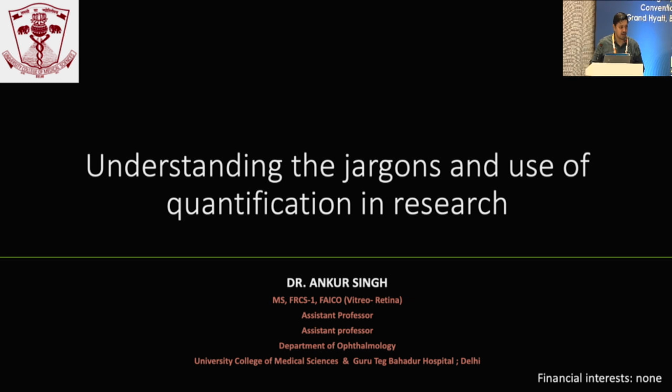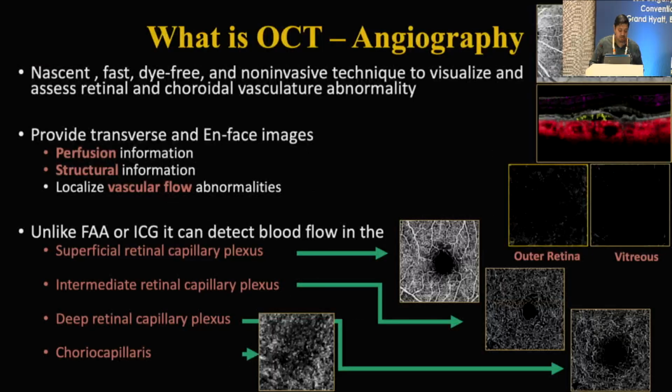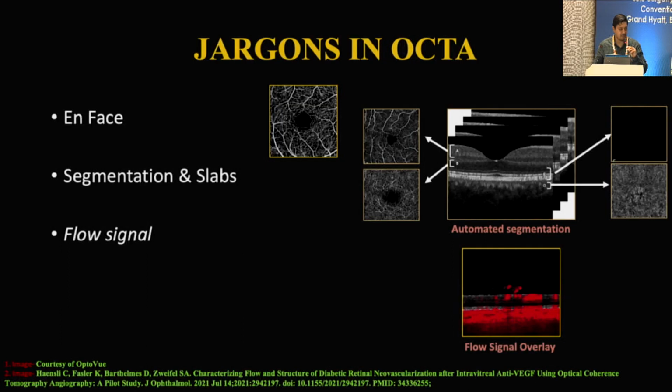So what are the jargons in the OCT, and how do we use OCT in research? So the what is OCT has already been covered. So what is NFAS? NFAS is nothing but the 2D representation of the 3D volumetric data that has been provided by the OCT. And every NFAS is taken at a particular segment or a slab, which is known as segmentation slab.